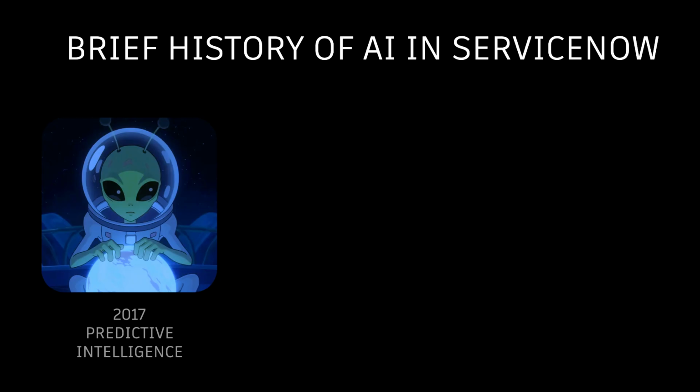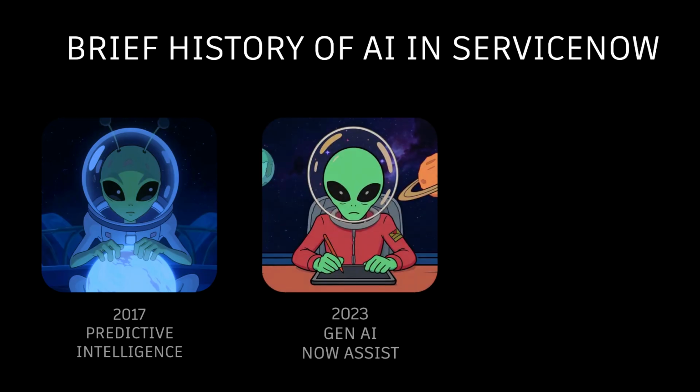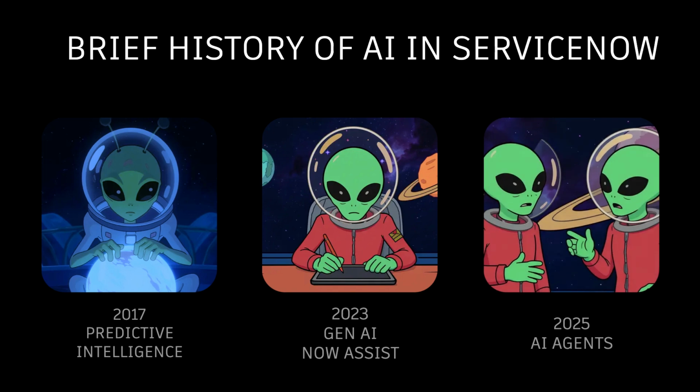And predictive intelligence then later incorporated other functionality. In 2023, the platform incorporated generative AI, called Now Assist, into various applications which could generate code, knowledge base articles, case summaries, and so forth. And now in 2025, we've got AI agents and what is also referred to as agentic workflows. So what makes AI agents unique?